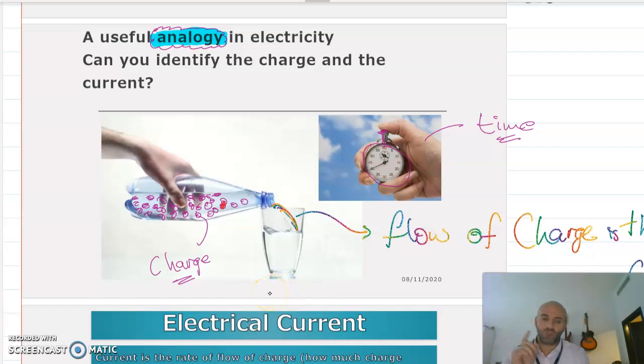So I'd like you to come up with your own analogy. All you need is something to move or flow in some kind of way. One thing is going to be your current, another thing is going to be your charge, and your time, well, that's still going to be time. So please add a page to your OneNote that explains your own analogy for electric current.